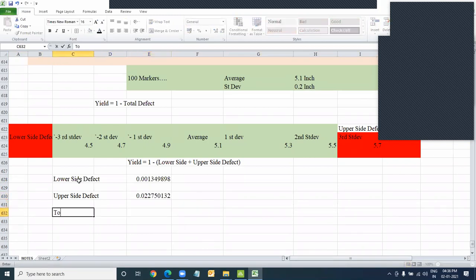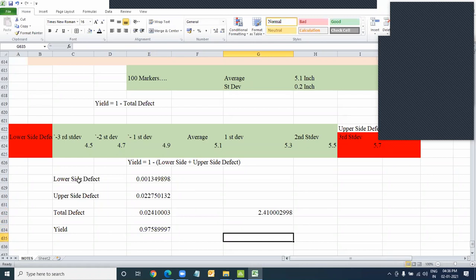The total defect will be lower side defect plus upper side defect. Lower plus upper. That's a total defect. What you need to do is calculate the yield of the process. Yield is 1 minus the total defect. That's your yield. You want to get your total defect percentage, multiply with 100. That's your defect percentage, 2.41% defect.